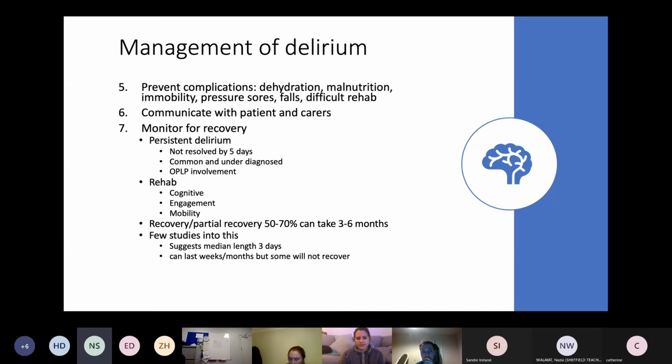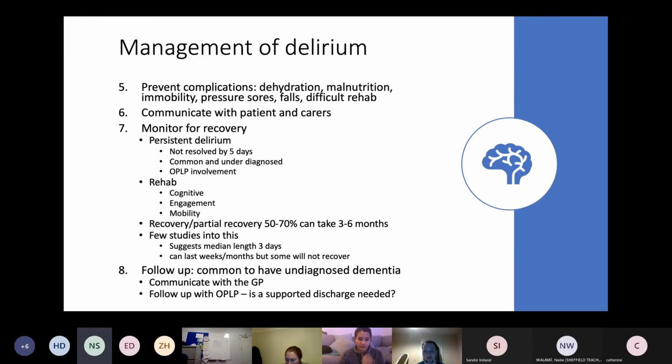But yeah, it's quite a sad statistic. I think their recovery or partial recovery is 50 to 70% and can take 3 to 6 months, which is a really long time. And that's also suggesting that there's a large proportion that don't recover. Again, I think they're saying there's very few studies into this. They suggest that the median length is 3 days. I think that's quite quick, actually. I think it's probably much longer, to be honest.